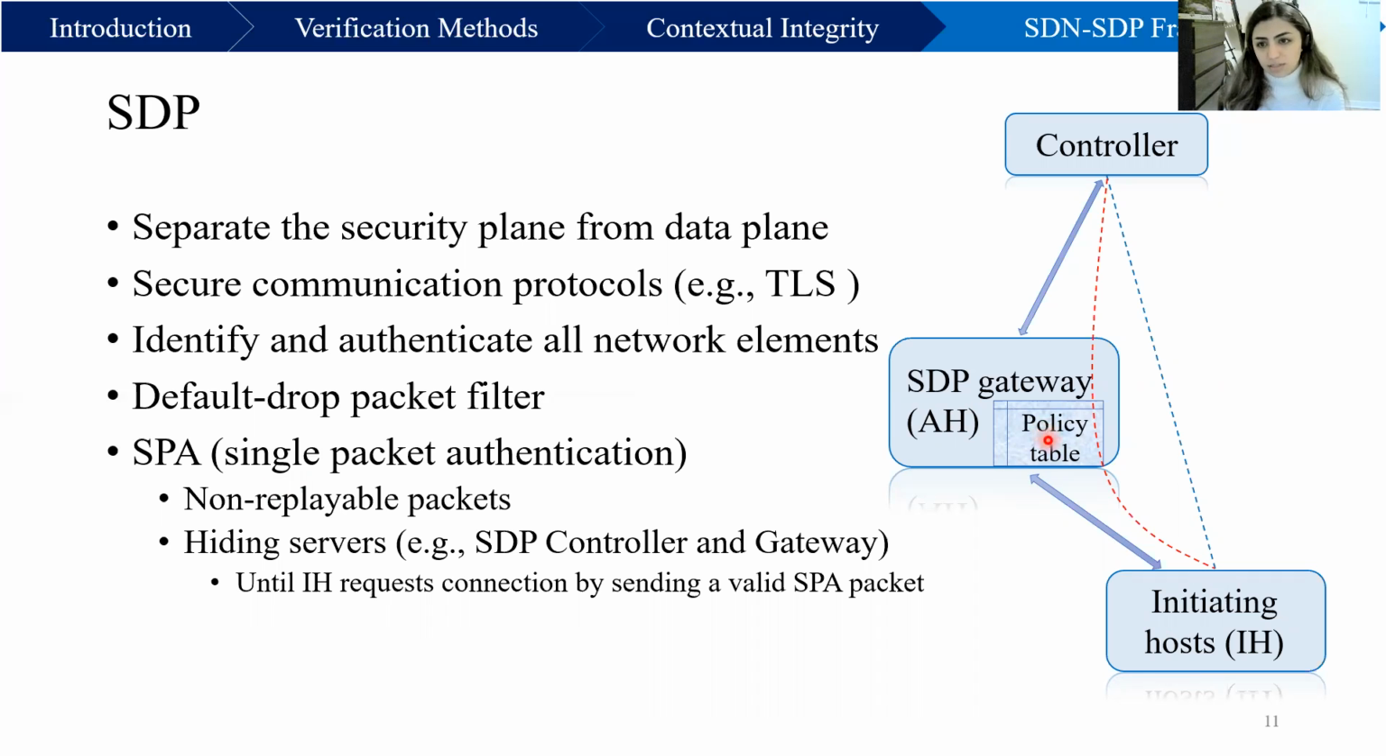However, if it doesn't exist, there are two ways. Either it's an SPA packet, a single packet authorization packet, which means that this host is requesting authentication or requesting a new kind of communication, in which case the SDP forwards it to the controller. Otherwise, it will drop it. So the default policy is drop. In this way, it keeps the controller behind the gateway and keeps the controller secure, and no unauthorized packet will reach the controller.